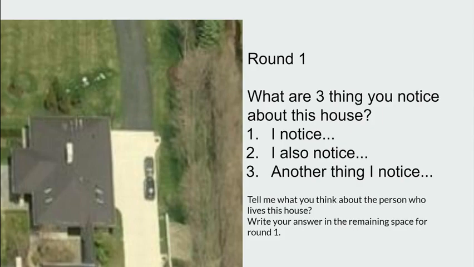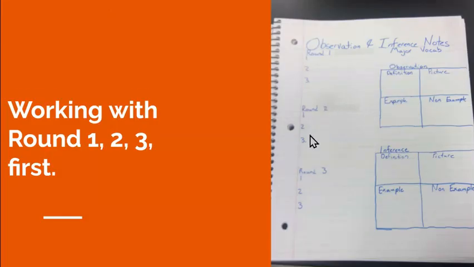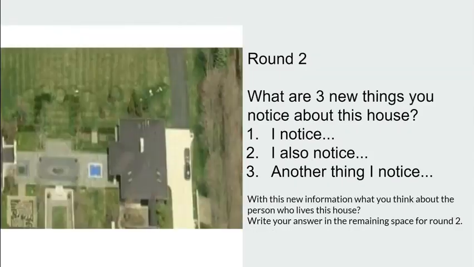All right, let's move on to round 2. So we're going to be working in this section right here. Same thing. You're going to write down 3 things you notice, and then answer the question at the bottom in any of the space after your third notice. Here's round 2. So there's round 1 again.